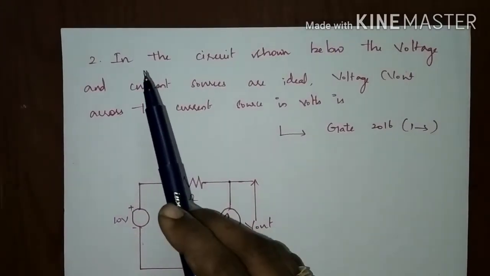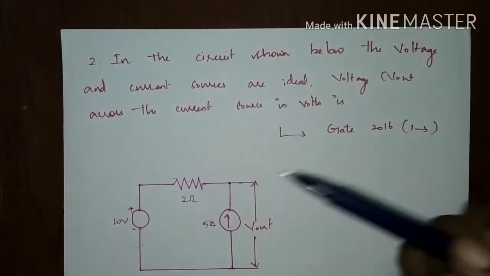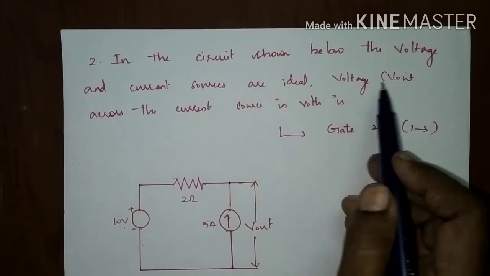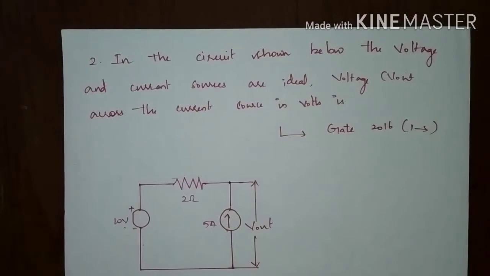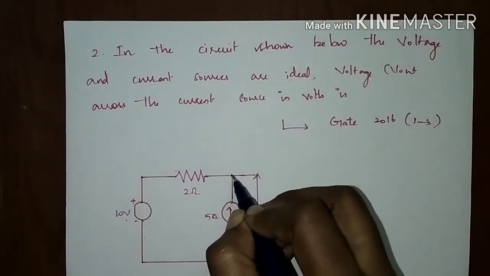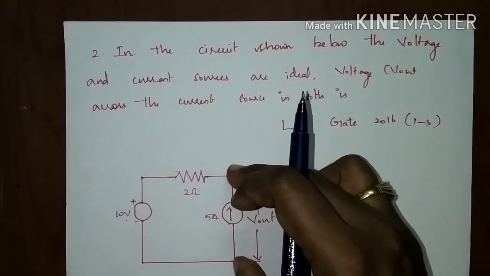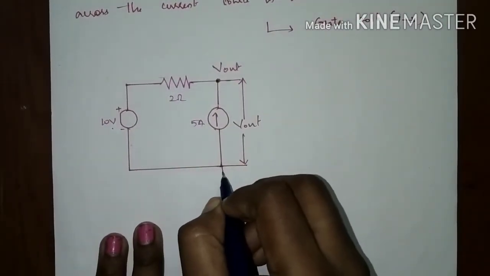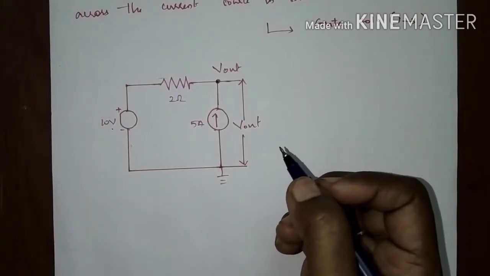See the second problem. In the circuit shown below, the voltage and current sources are ideal. Here the given voltage source and current source are ideal, and we have to find the voltage across the current source. For that, we have to find the voltage across this node. It is the voltage across the current source. Assume this as V out. Assume this has been grounded. Negative terminal is almost always considered as grounded.